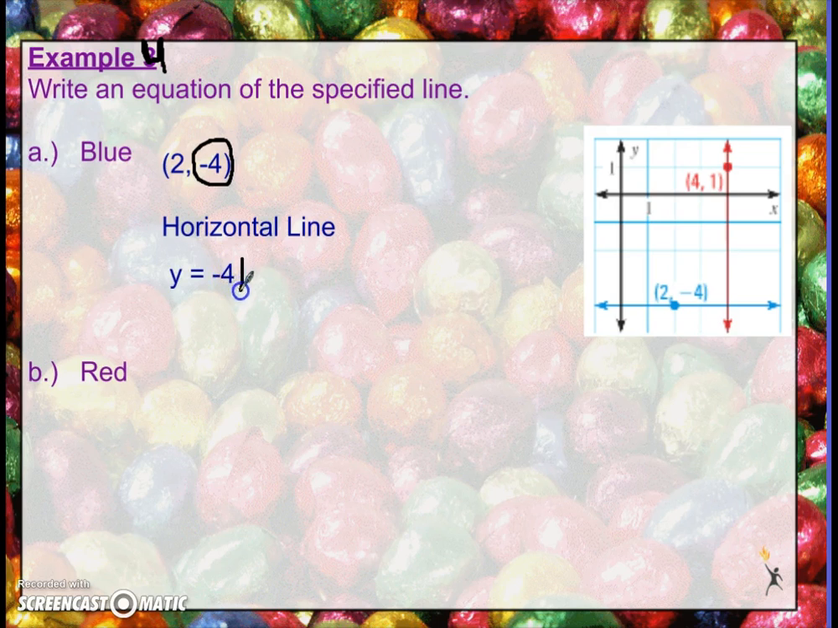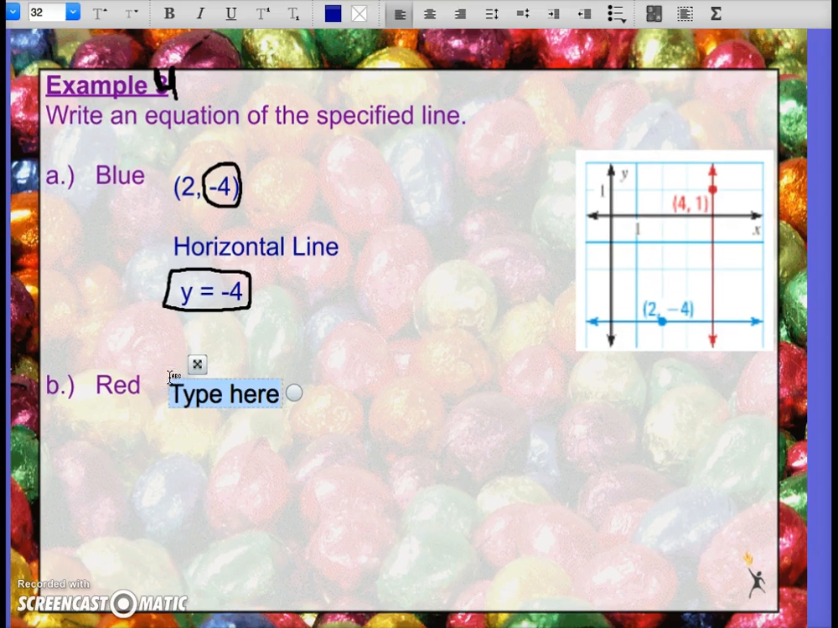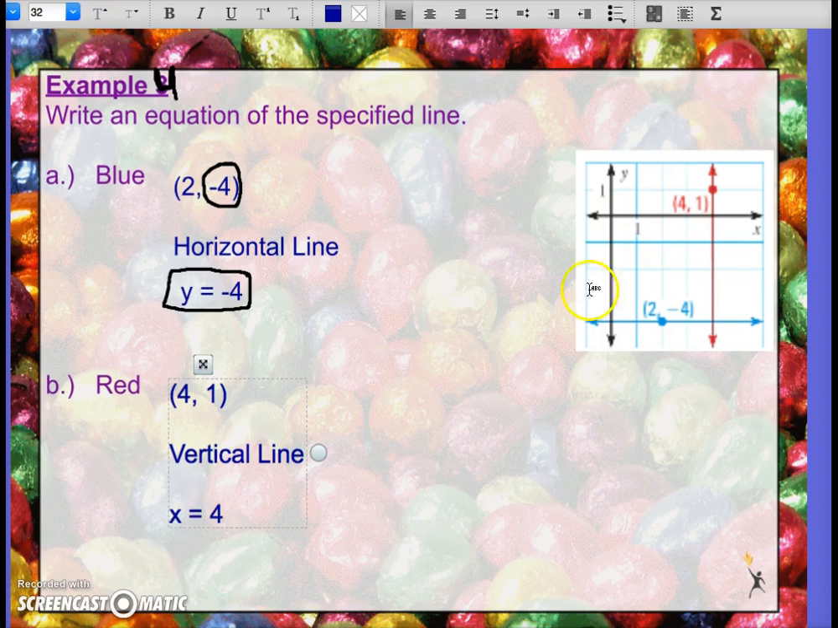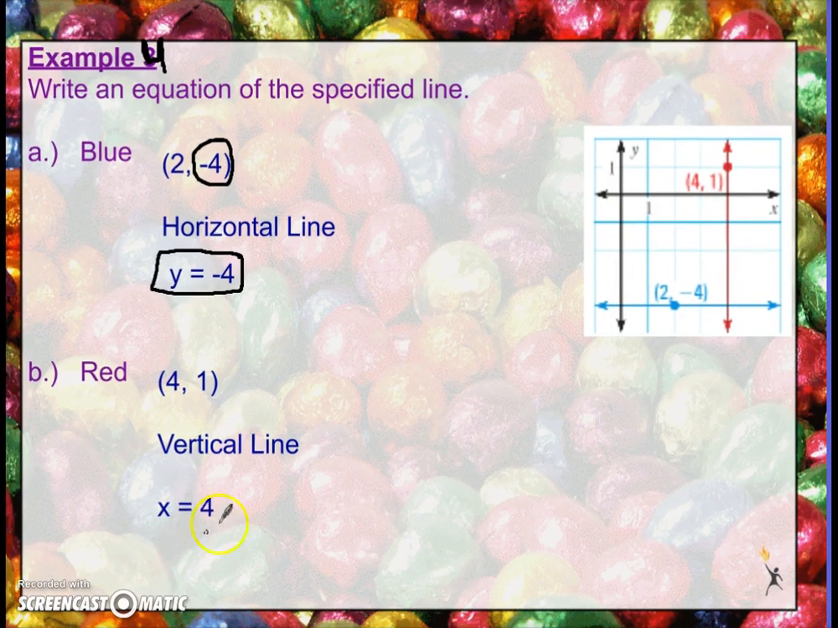The hard part is knowing, is it horizontal or vertical? If it's horizontal, it's the y coordinate of the ordered pair. And if it's the vertical line, it's the x coordinate of the ordered pair. So let's see, the red point is what? 4, 1. All right. This is a vertical line. So I'm going to use x equals 4. And that's it. That's my answer.